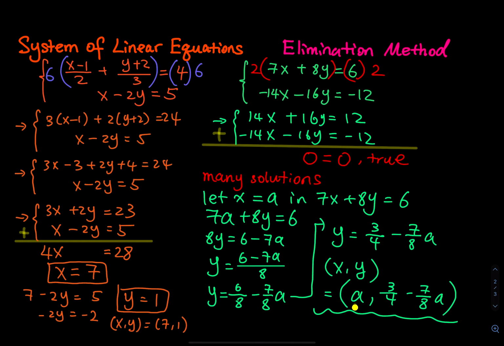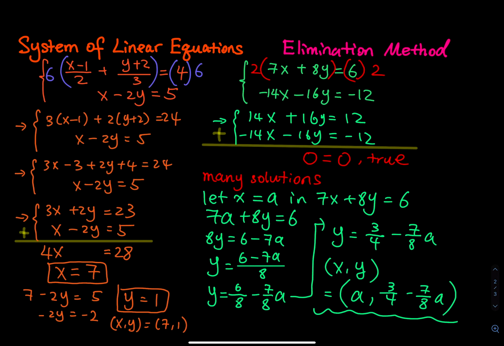When x is equal to 1, y is equal to 3 over 4 minus 7 over 8. Then you have to get a common denominator. So that is how you generalize the answer when the system has many solutions. All right, so moving on to the last system.